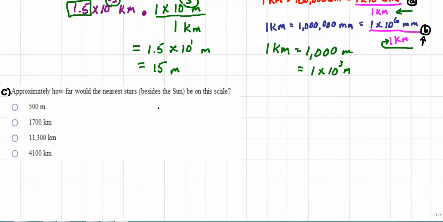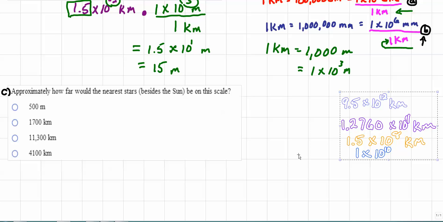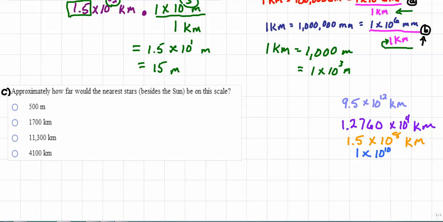Which brings us to part C. Approximately how far would the nearest stars beside the sun be on this scale? So once again, we're going to pull in and look at our scale. And here's our scale. So remember that this right here is going to be the distance from our sun to the nearest star. And that's the thing that we're going to concentrate on. And then this is the scale.